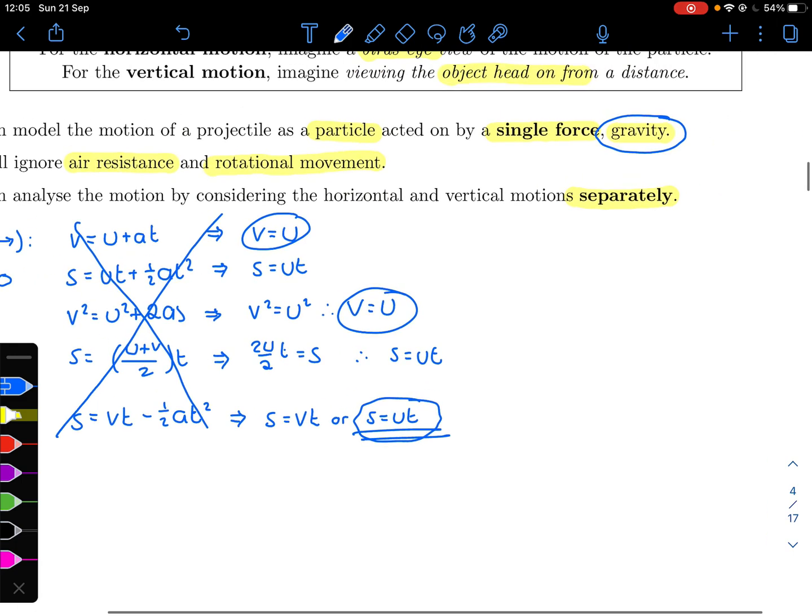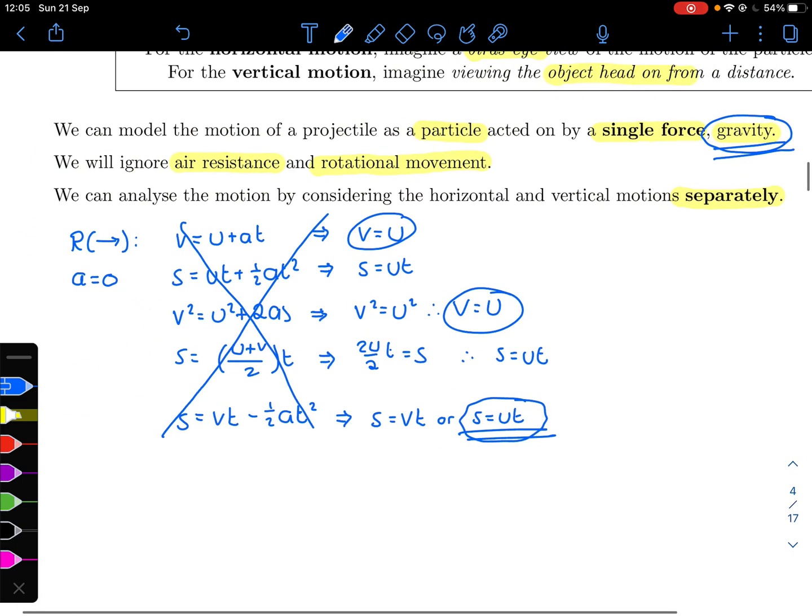That's only horizontal. Vertical, we've got to take gravity into account, so a will always be equal to the value of gravity, 9.8, positive or negative, depending on how we've assigned our positive direction.